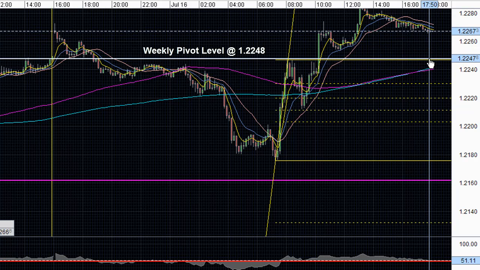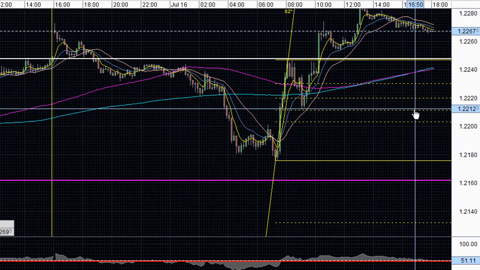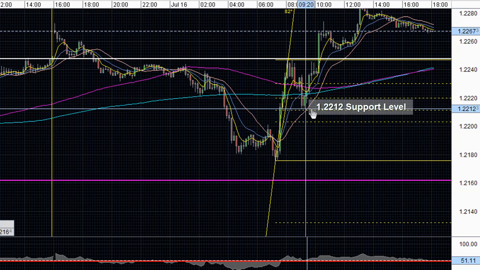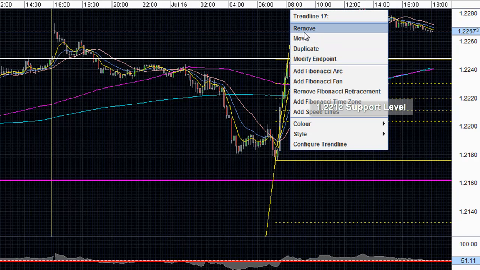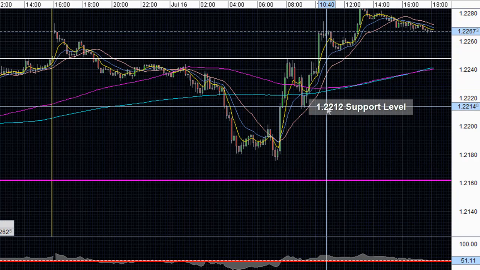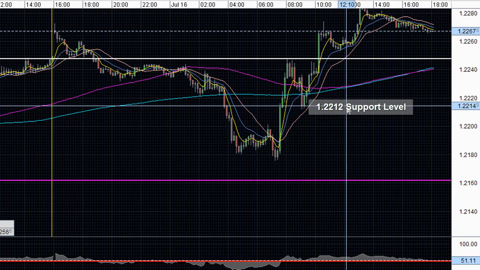But if price breaks out to the downside, then we can expect price to test our weekly pivot at 22.48. And from there, if it breaks below this weekly pivot, then we can expect price to also test this 22.12 level near our 50% Fibonacci. Well, it wouldn't be our 50% Fibonacci level anymore, but we can expect price to reach support at 22.12.